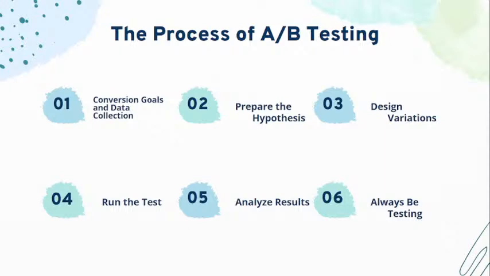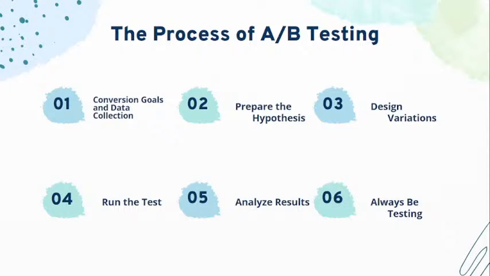Then we move to the second point. Prepare the hypothesis. The conversion rate may be the most important metric to track in an A/B test, but not always. So it is very important to know what you want to improve with the help of the A/B test on your website, even if it's some other metrics.